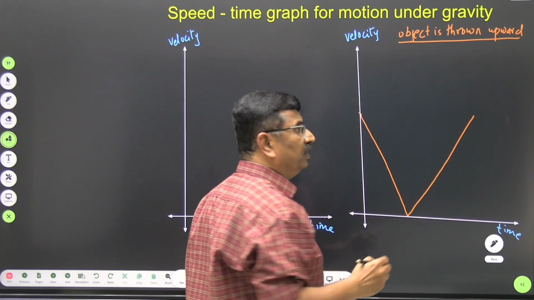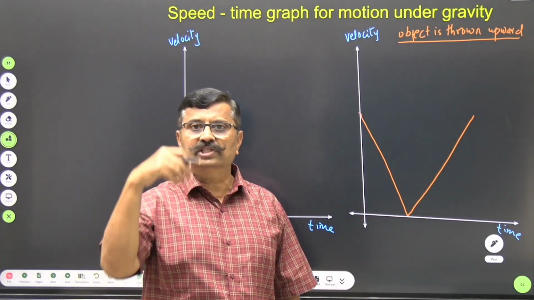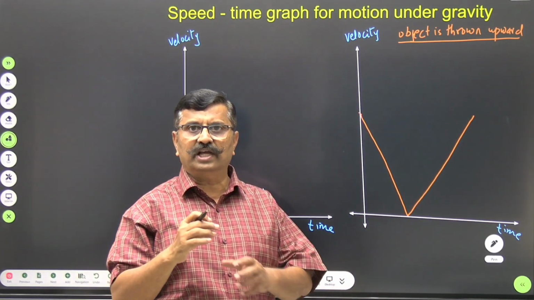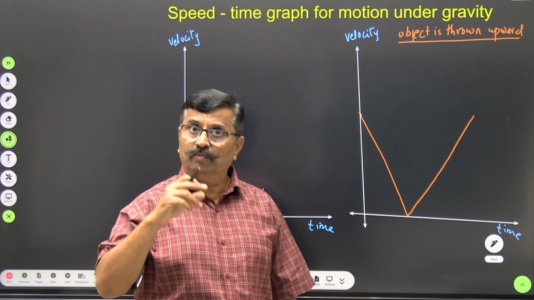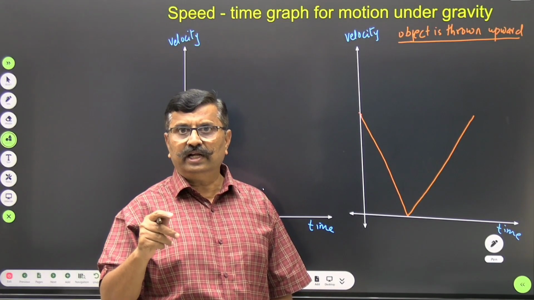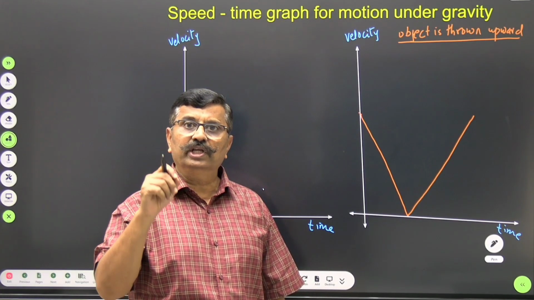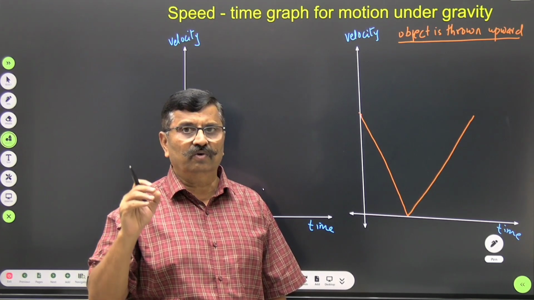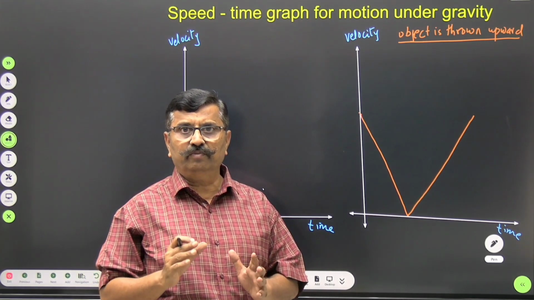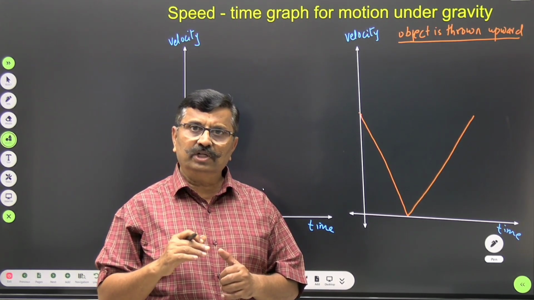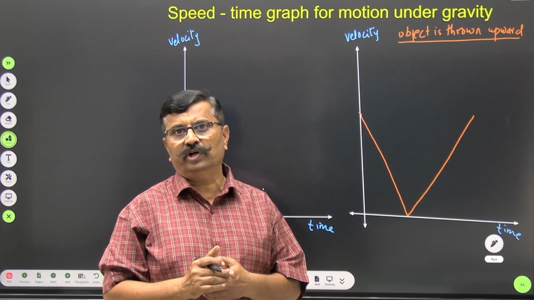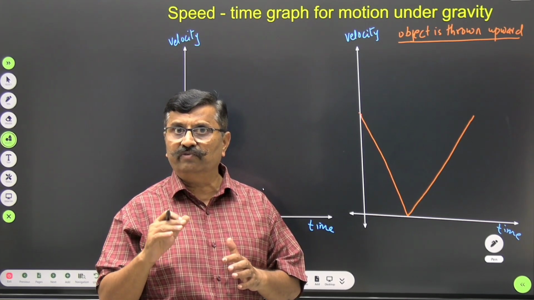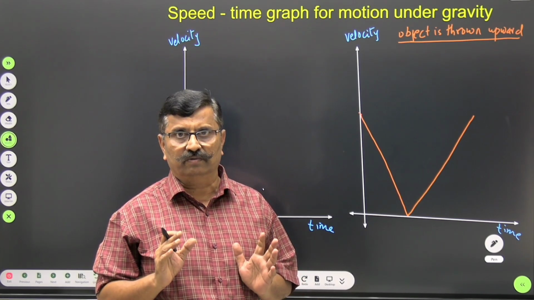So always remember, when the body is thrown with certain velocity, say for example 5 meters per second, when the body reaches the ground, the velocity of the body is 5 meters per second only. So always remember, the initial velocity with which the body is thrown in the upward direction is the velocity with which the body reaches the ground.